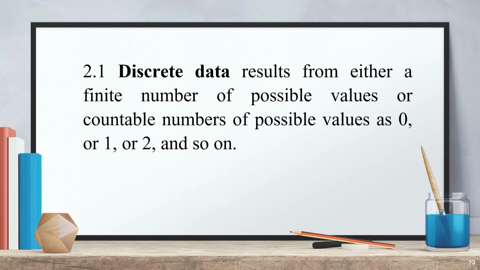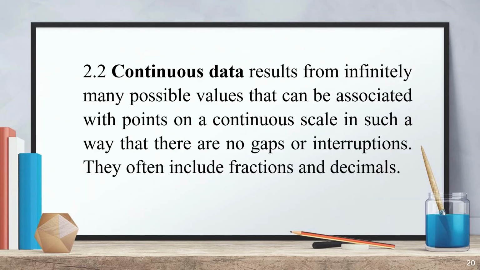Discrete data results from either a finite number of possible values or a countable number of possible values as 0 or 1 or 2 and so on. Example, number of siblings. Continuous data results from infinitely many possible values that can be associated with points on a continuous scale in such a way that there are no gaps or interruptions. They often include fractions and decimals. Example, weight and height.